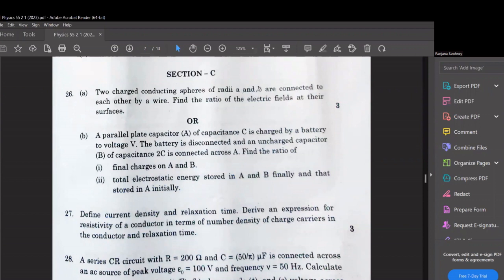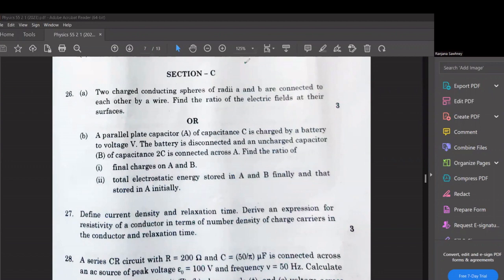We know that whenever two spheres or two charges or two capacitors are connected by a conducting wire, charges flow from high potential to low potential till the potential becomes the same. The charges are shared so that the potential becomes the same. The potential for the first sphere is KQ1 upon A, and it becomes the same as KQ2 upon B. So from here we can get Q1 upon Q2, which is equal to A upon B.